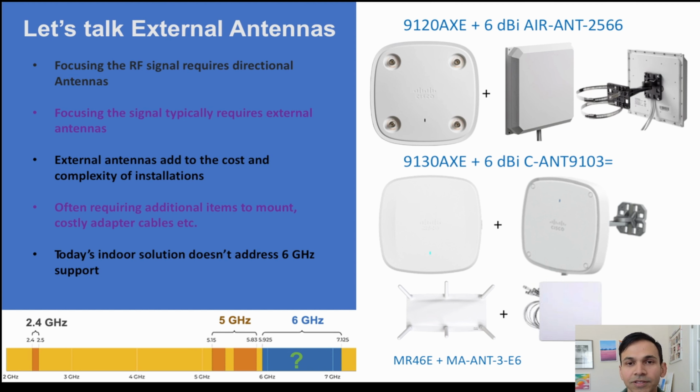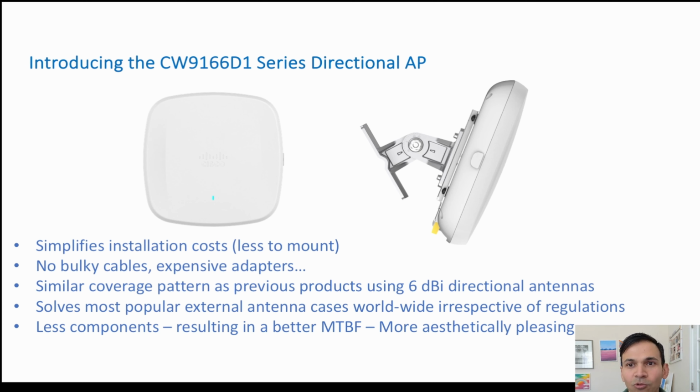For today's options, we have the 9120 AXE access point with 2566, along with the 9130 AXE with 9103. Both are 6 dBi patch antennas, or in the MR46 scenario, we have an antenna as well. And we have dart connectors or external cables connected to those patch antennas so they can move. I have even seen one of my customers before using a Galileo antenna in auditorium rooms. They wanted to try it out and test it. So there are different options out there, but they are more bulky.